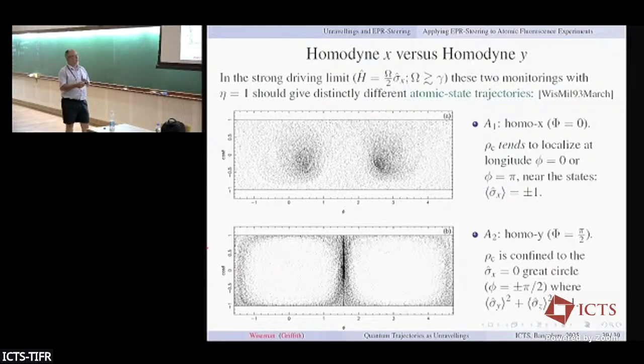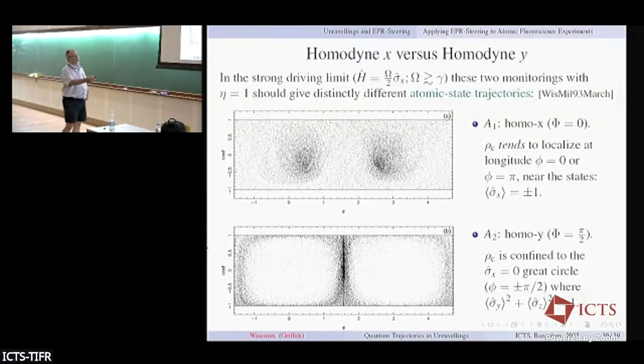Whereas if Alice does homodyne Y measurement, which corresponds to a phase of pi over 2, then the states are completely different. There's a bit of a scatter here because that's transient. In the long run, it literally just circles around the great circle where x equals 0. So it's as different as possible from x eigenstates, and in fact, they're states where the average of y squared plus the average of z squared is equal to 1.